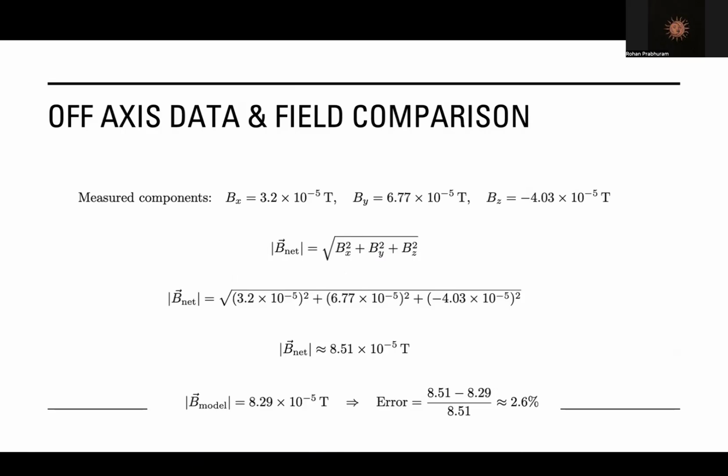Looking at the off-axis data and the field comparisons, off-axis measurements at the same distance gave smaller and more variable field values. As predicted, the field perpendicular to the magnet is weaker and not directed along a single axis. This highlights the importance of vector combination to fully understand the spatial field structure. And here are the measured components: B net, B model, and the error.